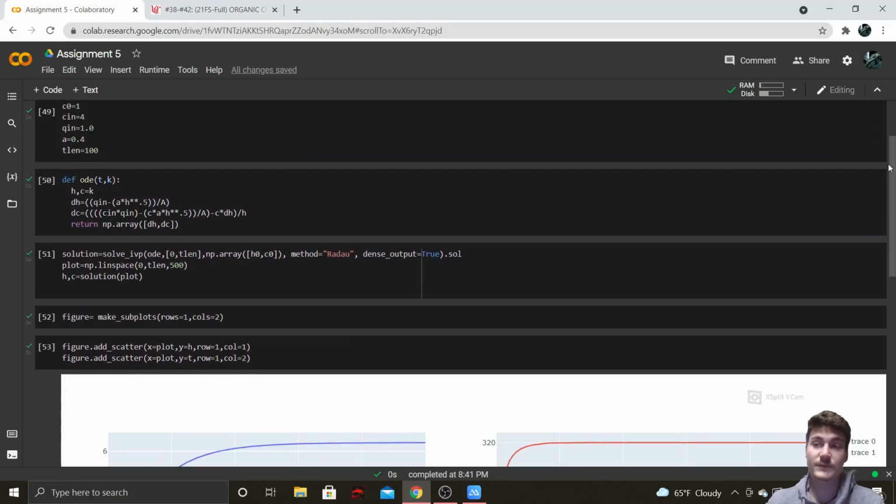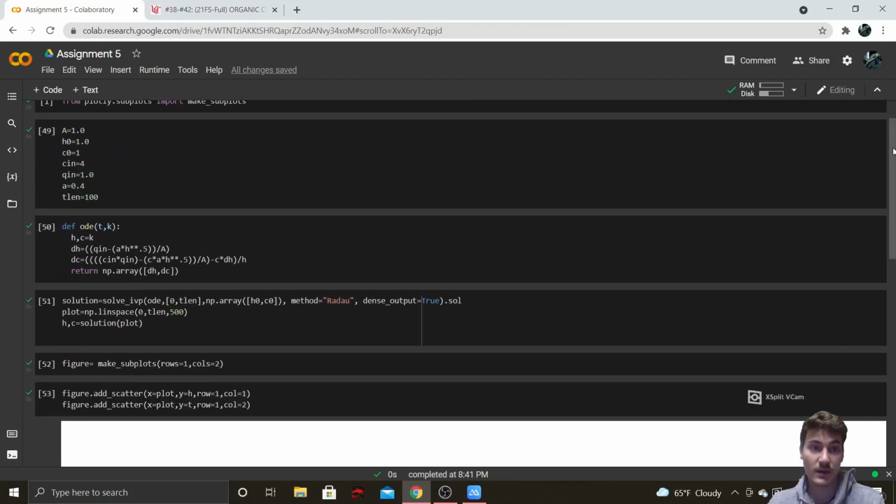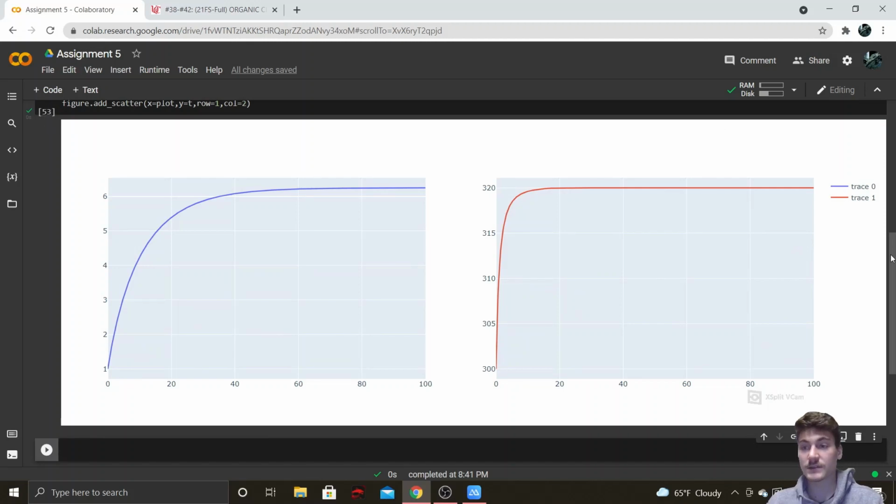nevertheless, the graph should look the exact same because it's in the same terms where it's changing some of the initial values and everything like that. But that is the change in temperature and concentration with time.